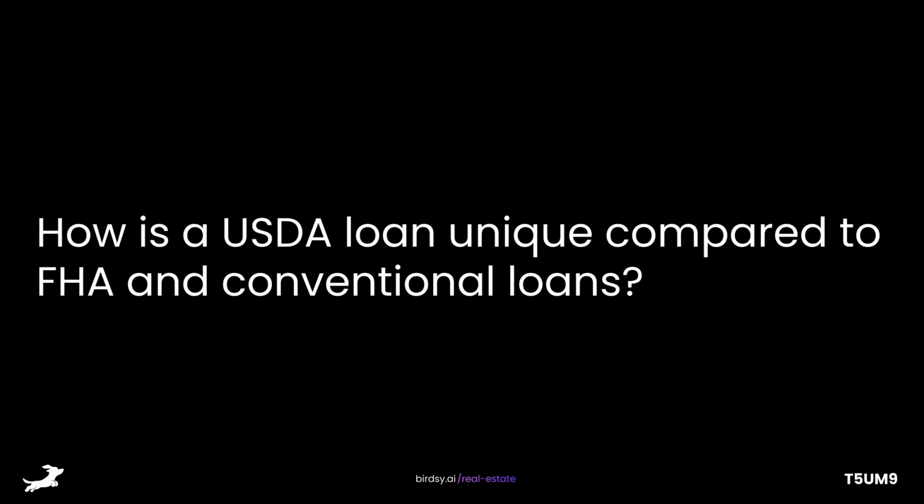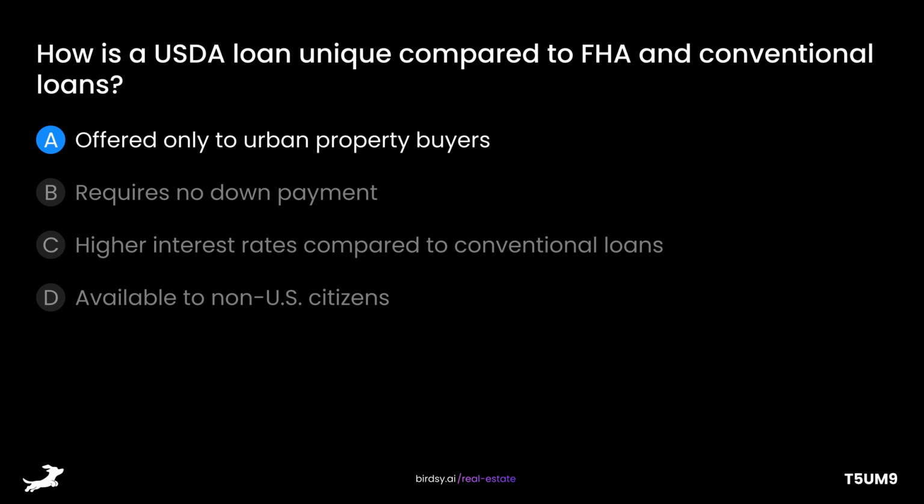How is a USDA loan unique compared to FHA and conventional loans? Is it A, offered only to urban property buyers, B, requires no down payment, C, higher interest rates compared to conventional loans, or D, available to non-U.S. citizens? The answer is B, requires no down payment.